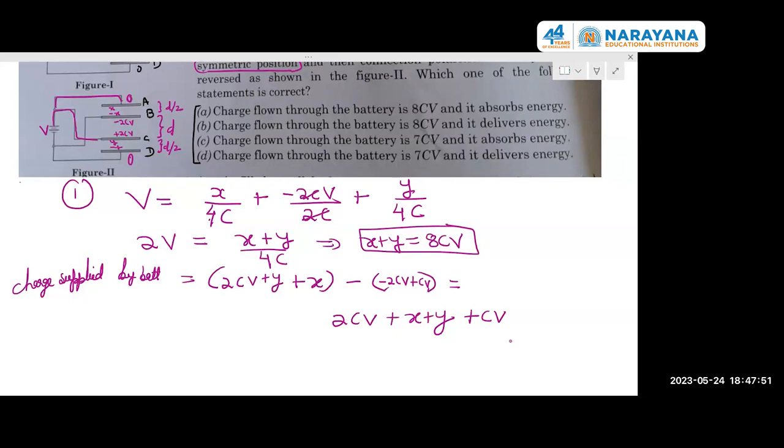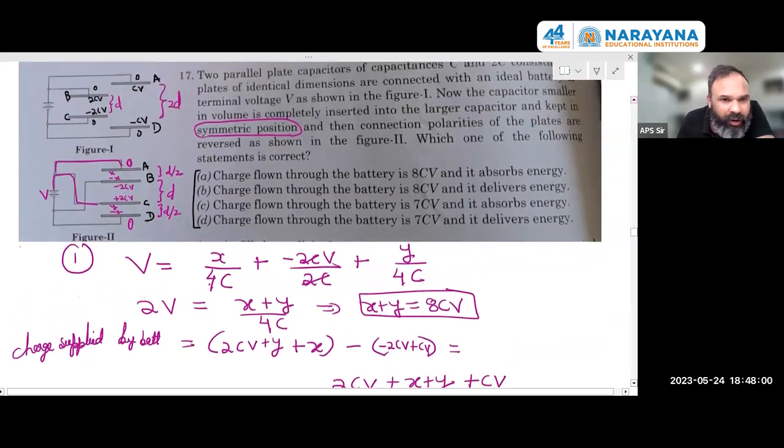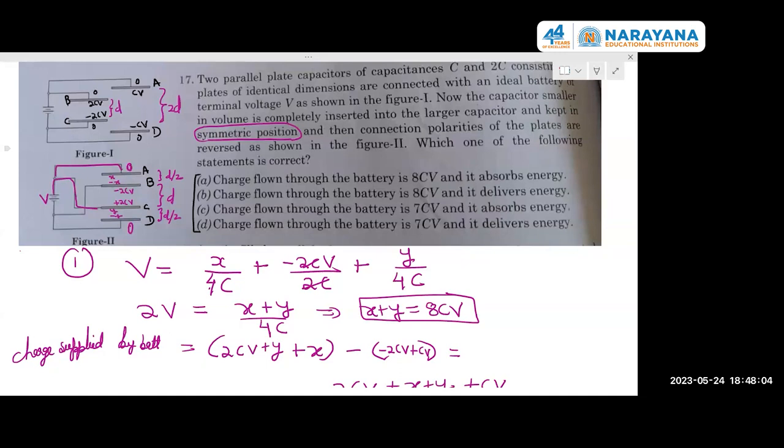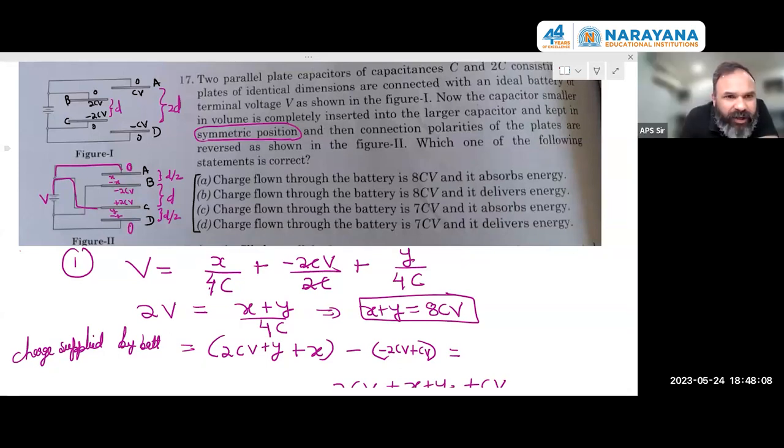Now check. Sir, in the second case, B and C are exchanged. In figure 2, the names must be changed. ACBD, no, sir. No, this plate B is inserted at the top, C is inserted here. He has just flipped the polarity. C is connected to the upper side and B is connected to the lower side. That's what he has done.